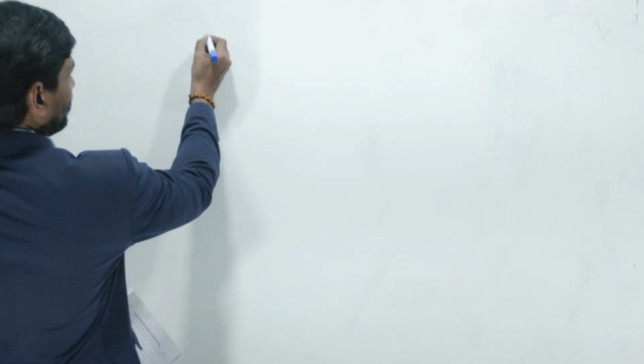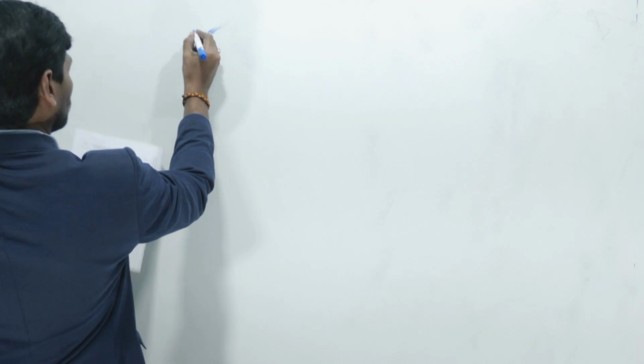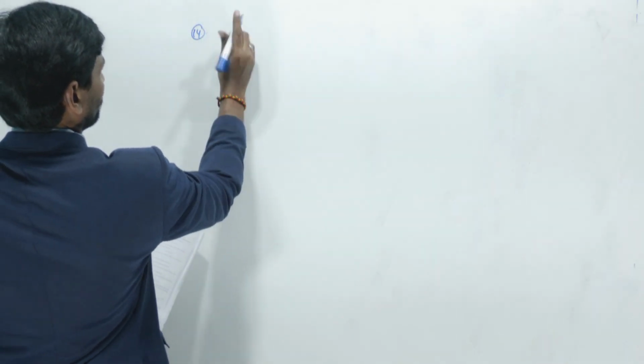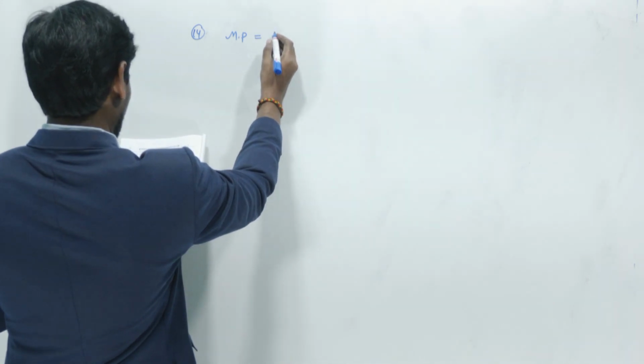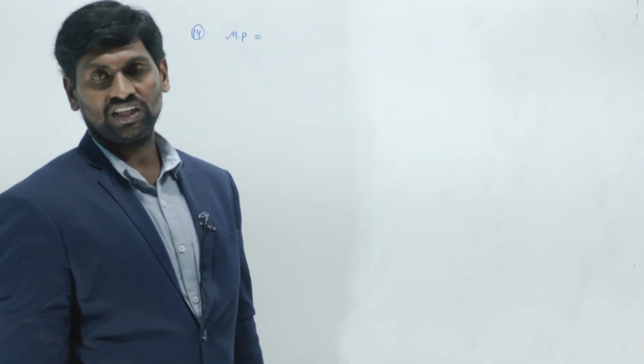Tarun got 30% concession on the marked price. I am taking that labeled price or marked price as 100%. Let us take the marked price, or label price, as MP.